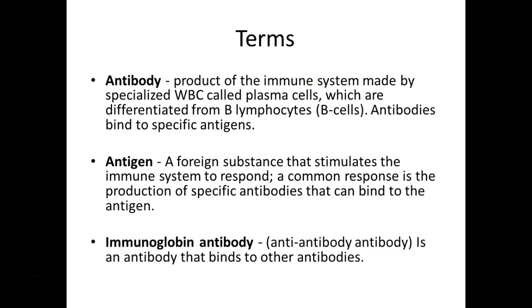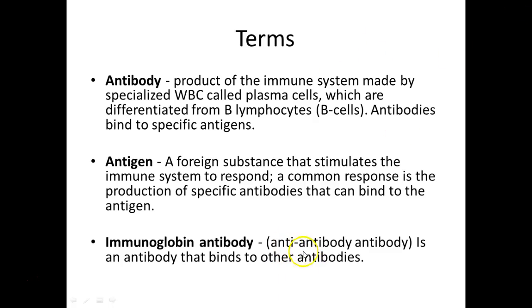So an antibody is a product of your immune system made by plasma cells, which are derived from B cells or B lymphocytes. And they're specific to the antigens they bind to. And an antigen is a foreign substance that you can make antibodies against. That's one of the most common things. So we actually use antibodies to detect antibodies, right? Because for one antibody, it can be an antigen for another antibody.